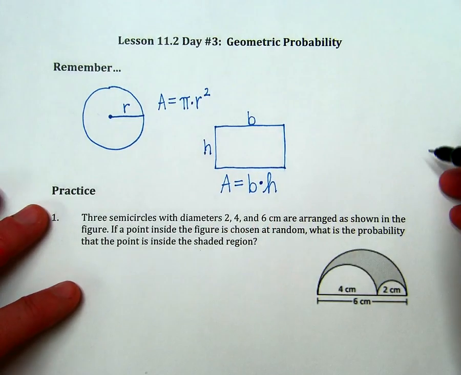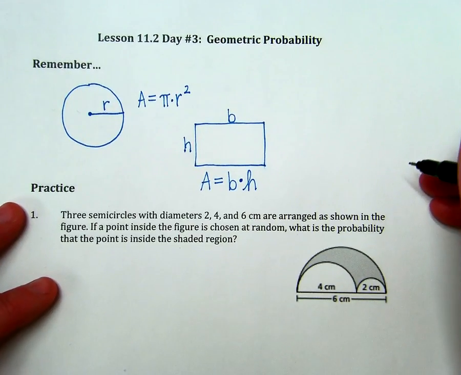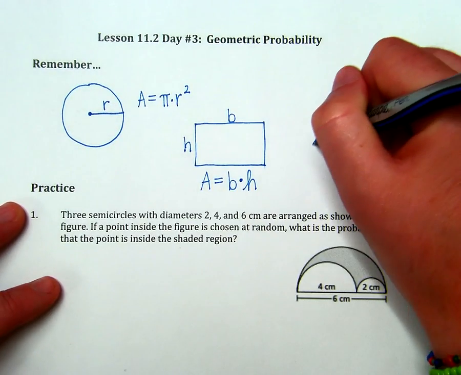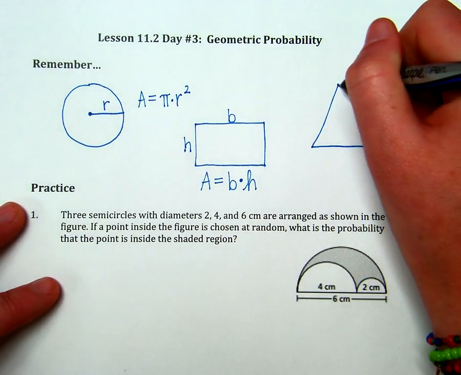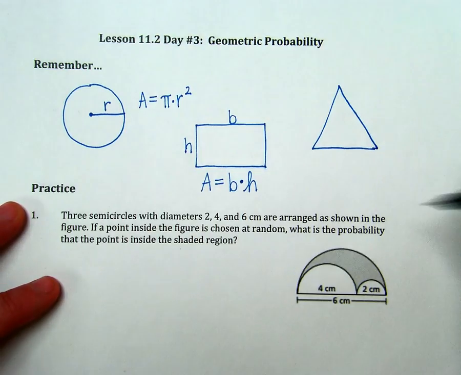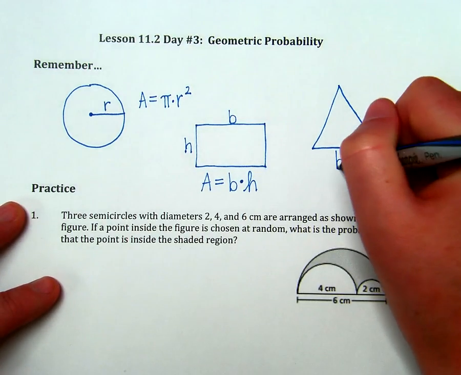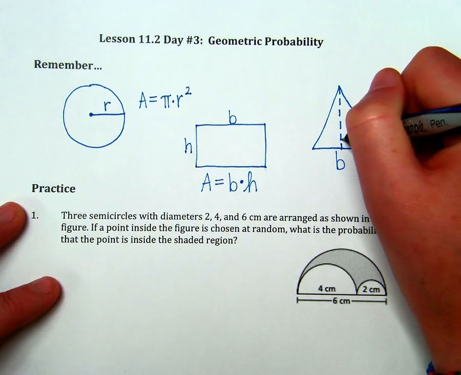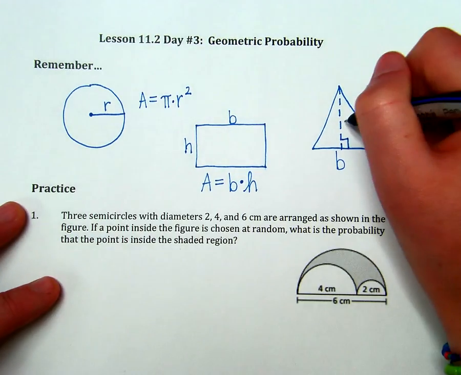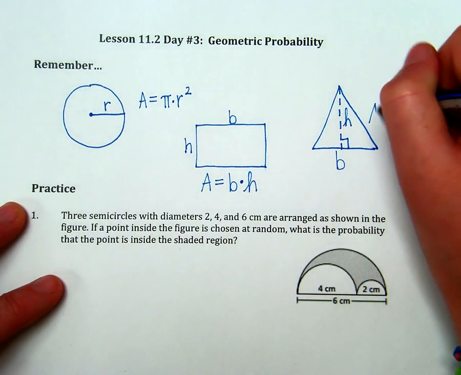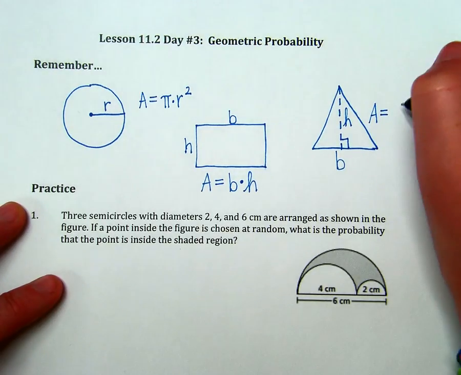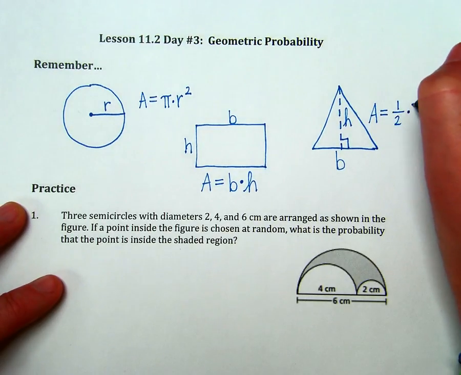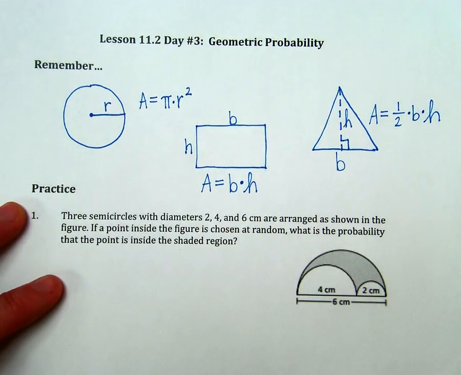And then the last one that I'll remind you guys of, just because it comes up so often, is a triangle. So go ahead and draw in a triangle. Triangles also have a base and a height. The base is here. The height is straight up from the base. It forms a 90-degree angle with it. That's where the height is. And the formula for triangles is 1/2 times the base number times that height number.